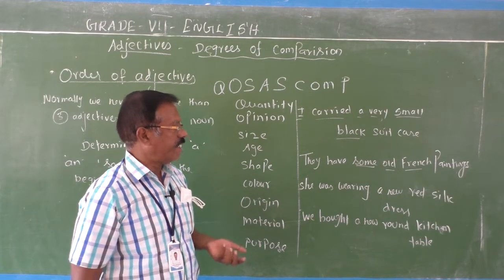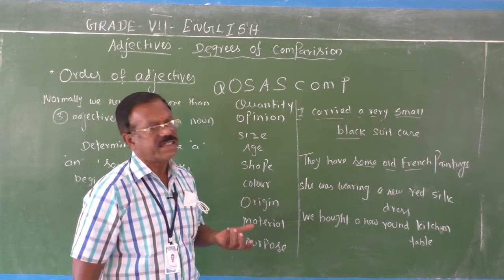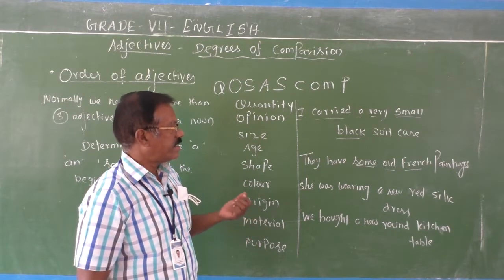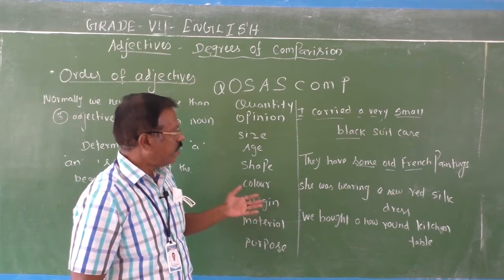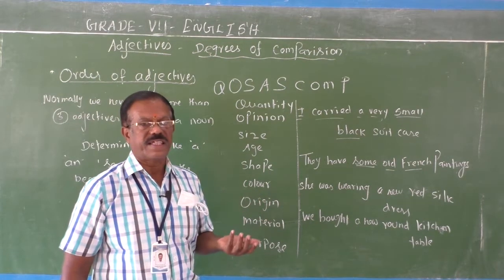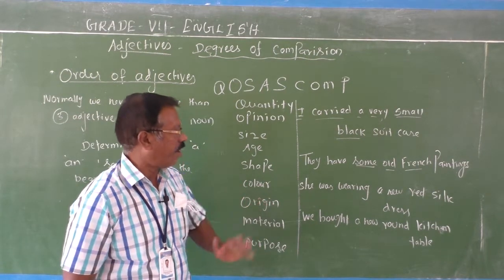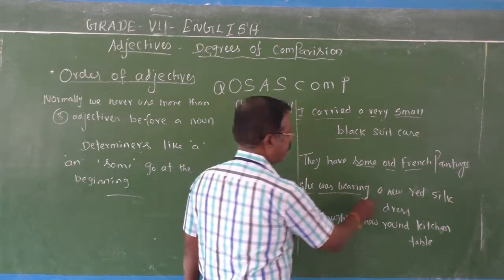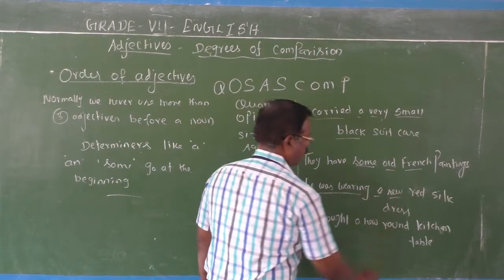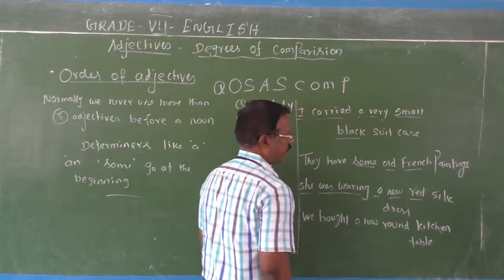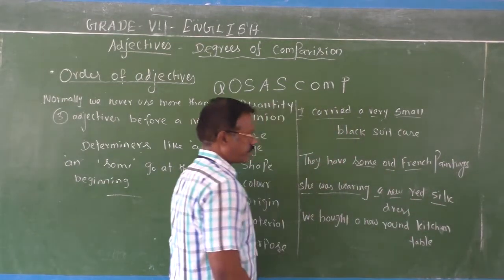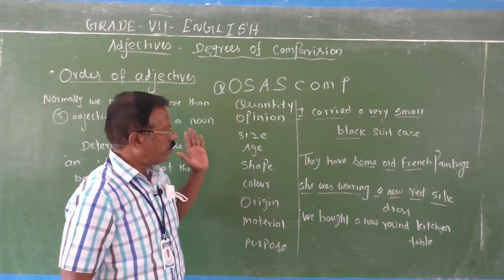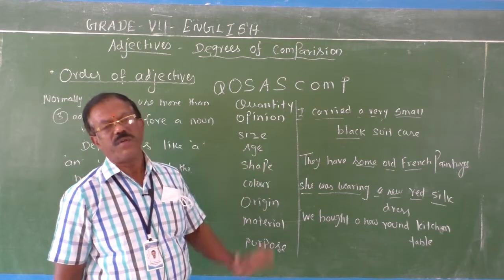She was wearing a new red silk dress. Here you can find the various adjectives used in the same order. She is the subject, was wearing is the verb, then a is an article, new is an adjective, red is a color adjective, silk is also a proper adjective, material. So they are used before the noun dress.